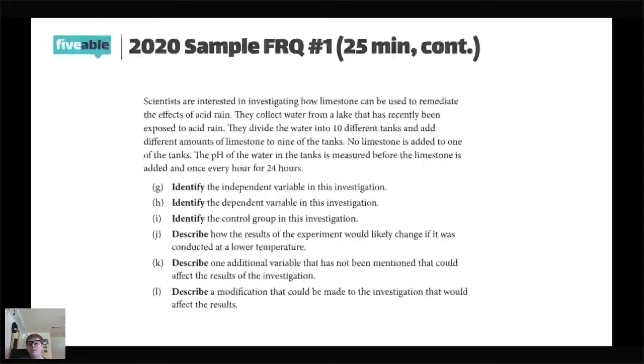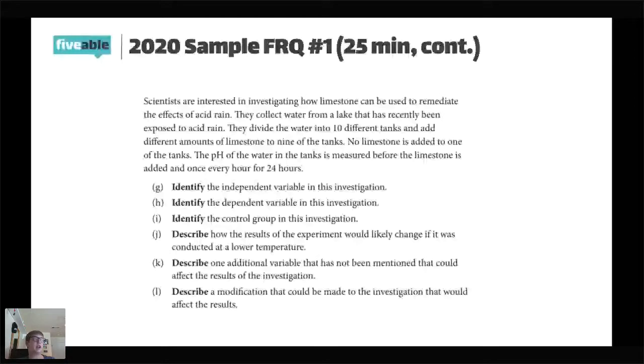So a lot of you guys are saying pH, but that's not the independent variable because I'm not changing the pH. Morgan says amount of limestone. Sathvika says amount of limestone. Perfect. Those are the exact words that I'm looking for, and those are the words that the AP rubric is looking for. You don't need to say level of limestone because you could have strong limestone or weak limestone.